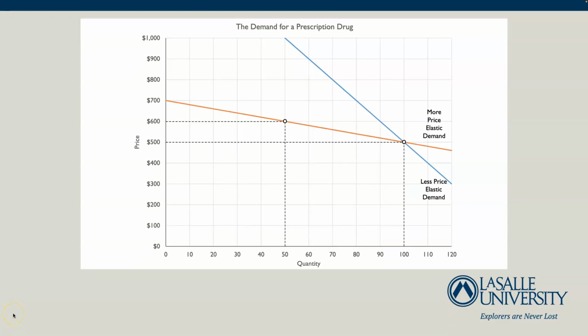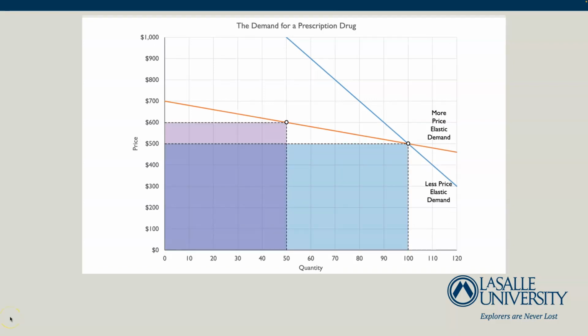Now contrast that with the case where demand is more price elastic. We'll suppose that consumers have many options for this prescription drug. Maybe a generic version of that drug has been made available. So now the same price increase from $500 to $600 might lead to much greater responsiveness on the part of the patients or their insurers, such that the quantity demanded falls from 100 to 50 units per day.